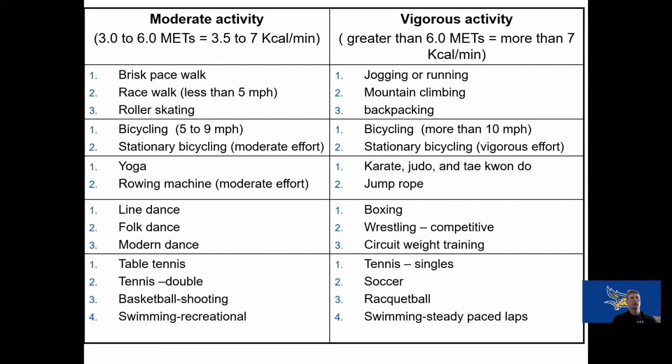More vigorous would be something like jogging or running, performing martial arts, jump rope, boxing, soccer, swimming, things that are more physically active, that require more energy per minute, about 7 calories per minute for 6 METs of energy expenditure. Okay, so think about these as calories utilized. It takes about 7 calories per minute to engage in these activities, compared to somewhere around 3.5 to 7 calories per minute to perform the moderate activities. Okay, so that's looking at how much we really require.